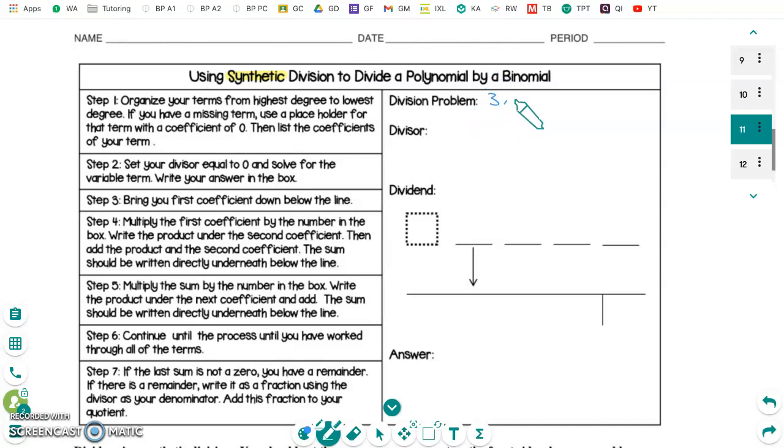We're going to do 3x cubed minus 2x minus 4. We're going to divide that by x plus 1.